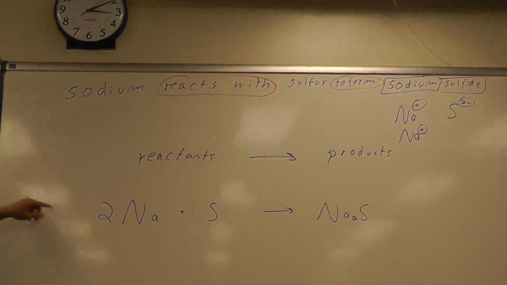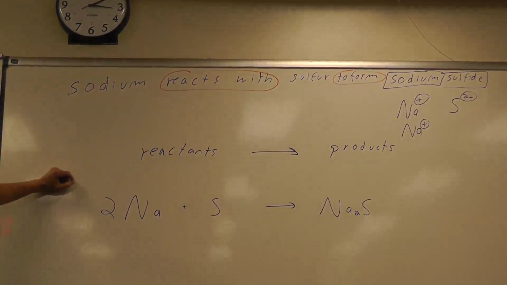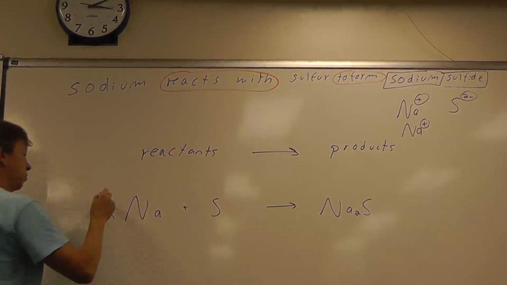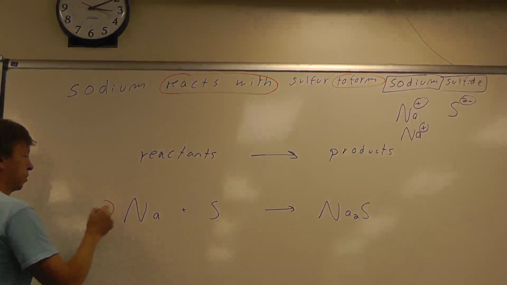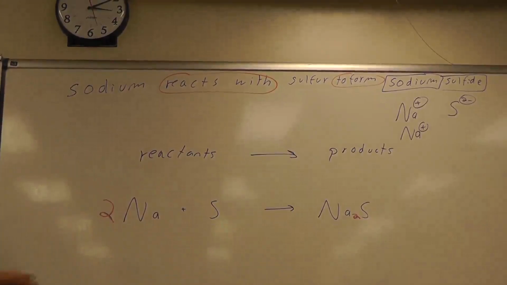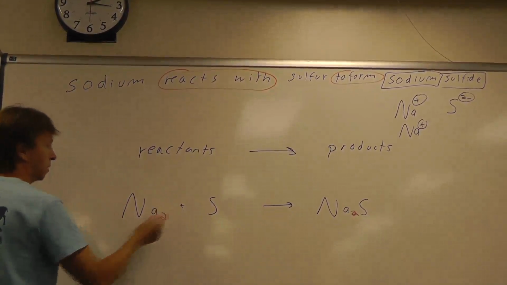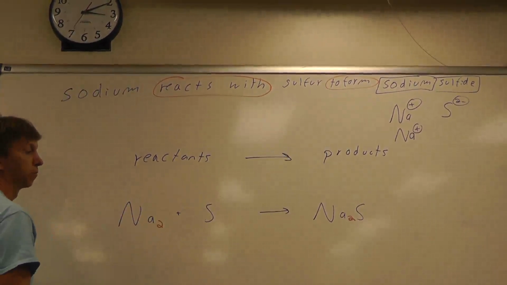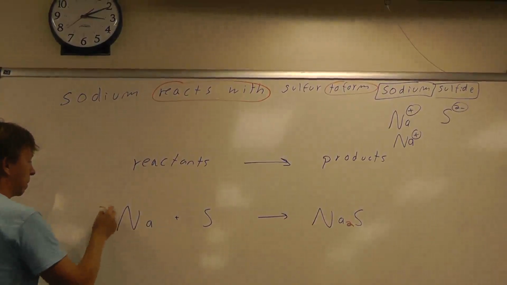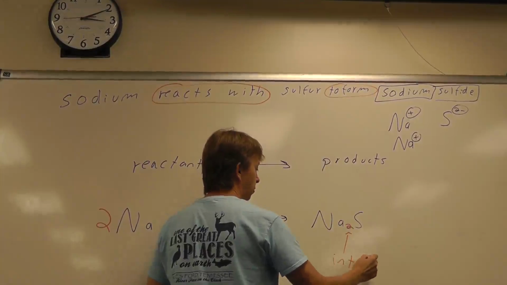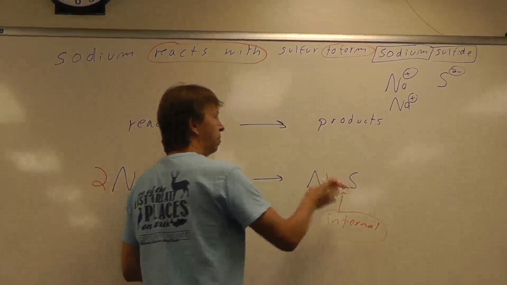Now, do you see that that gives you 2 sodiums on each side of the reaction arrow and 1 sulfur on each side of the reaction arrow? Okay. Now, there's a huge distinction between a 2 out front and a 2 as a subscript. Notice I did not come over here and do this. That looks more like what we got over there, but it's not valid because subscripts are internal as far as what the formula of that compound has to be.